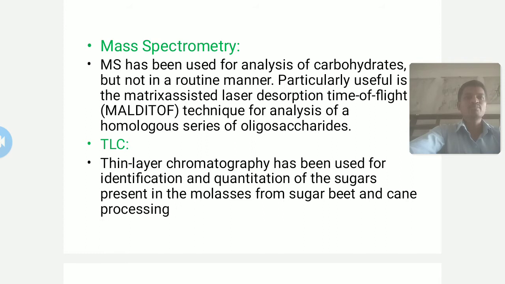Then the next one is the TLC technique, that is thin layer chromatography, used for the identification and quantitation of the sugars present in the molasses from sugar beet and cane processing. We know that when we process sugar cane in the sugar industry, the side product of the sugar cane or beet industry is nothing but molasses, and this TLC technique is used for the identification and quantification of sugars present in the molasses.